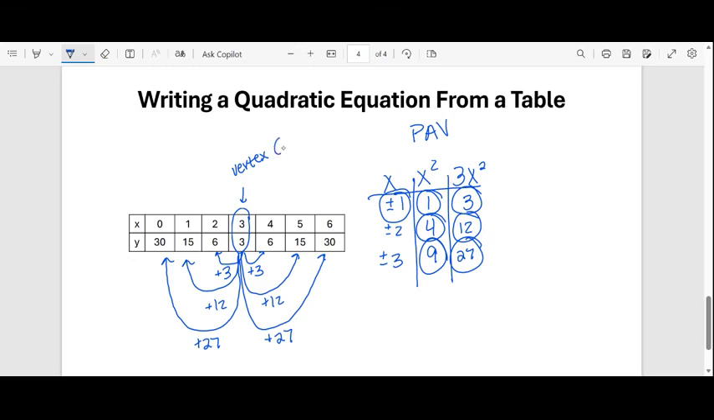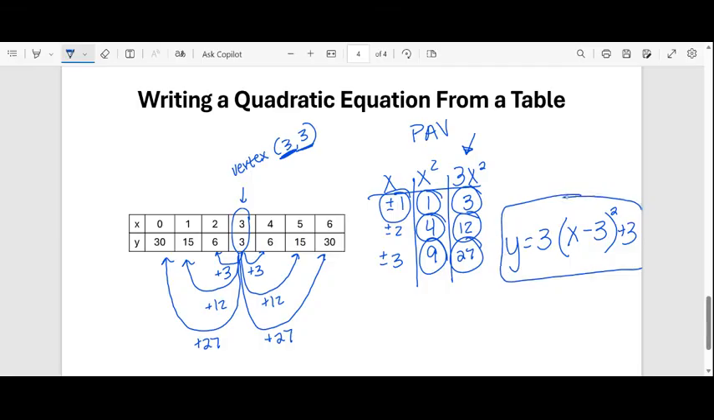Now, my vertex is at 3, 3, and my coefficient is 3. So let's go ahead and write it out. We'll have y equals my coefficient, which I got from the pattern, right, as 3. And then I'm going to do x minus the x value from my vertex, which was 3. So I'm going to go minus 3 squared and then plus my y value. So plus 3. So a lot of 3's there in our last problem.